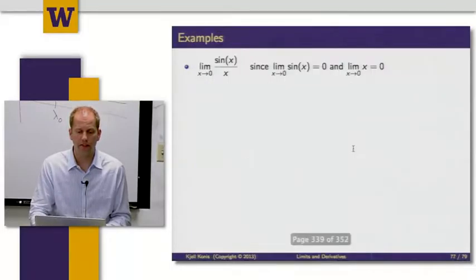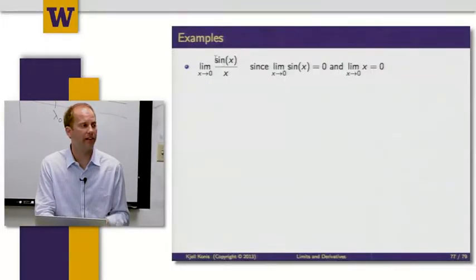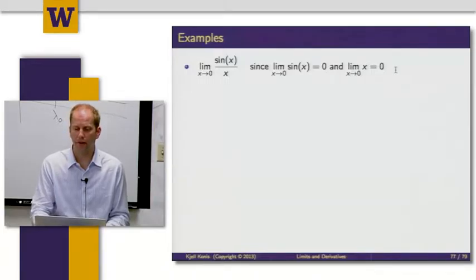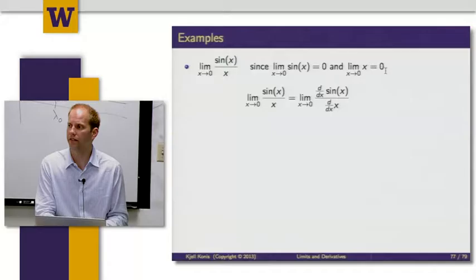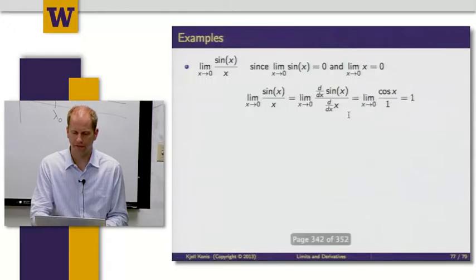So the way we're going to use this is if I want to now try and make sense out of the limit of sine of x divided by x. I have the limit of the numerator and the limit of the denominator both going to 0. So since they both go to 0, I'm allowed to use l'Hopital's rule. So I can say that this limit is equal to the limit of the derivative of the numerator divided by the derivative of the denominator.